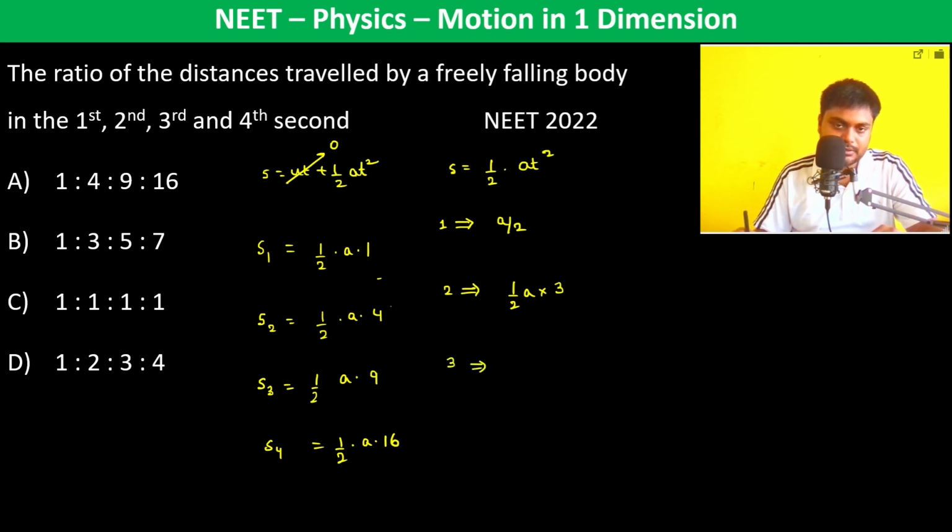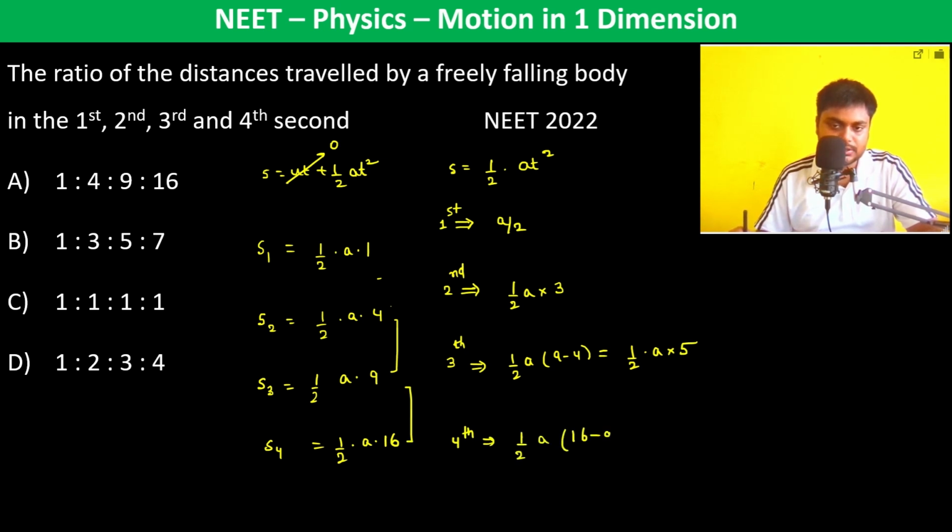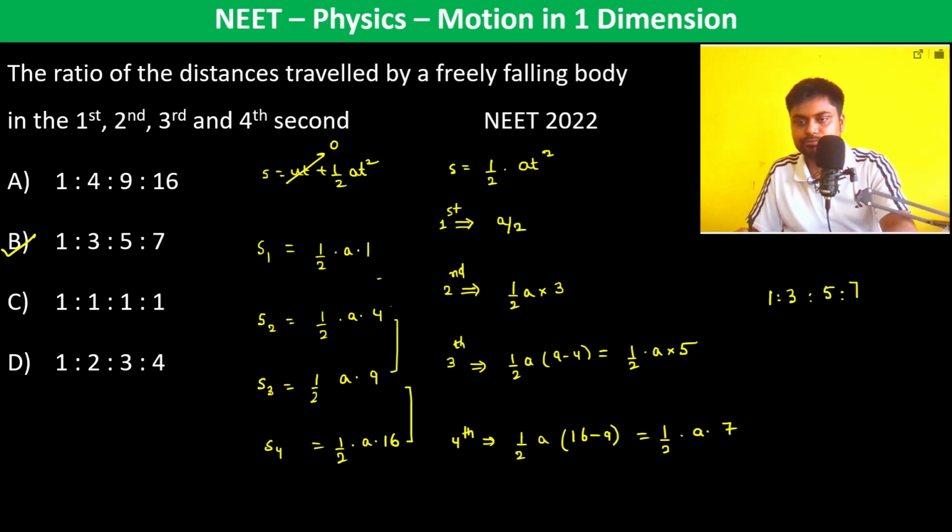In the third second, so this is first second, this is second second, this is the third second, the difference between this, so half into a into 9 minus 4, which is half into a into 5. And in the fourth second, it's going to be the difference, half into a into 16 minus 9, which is half into a into 7. So therefore the ratio is going to be 1:3:5:7. That is B.